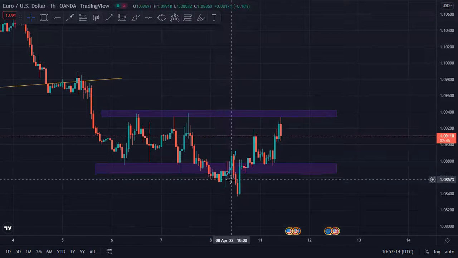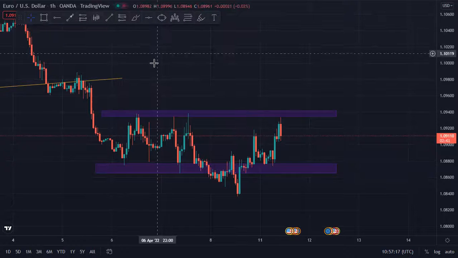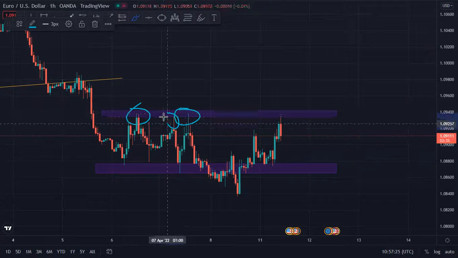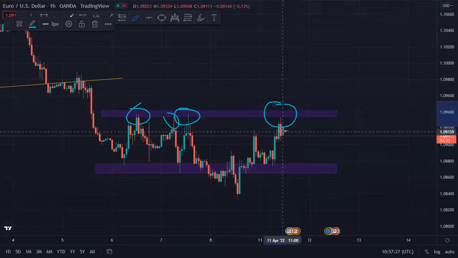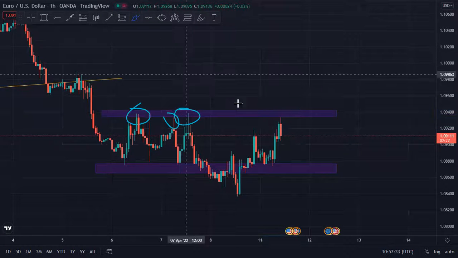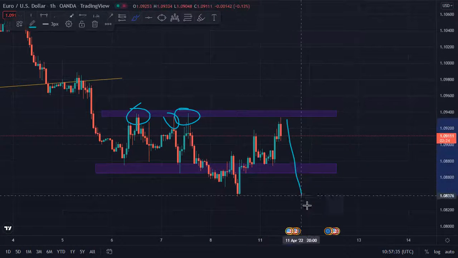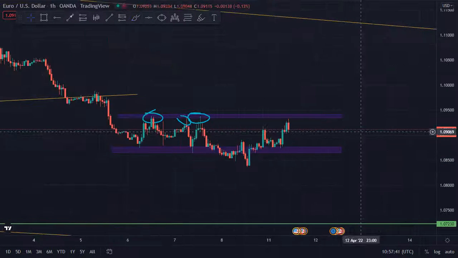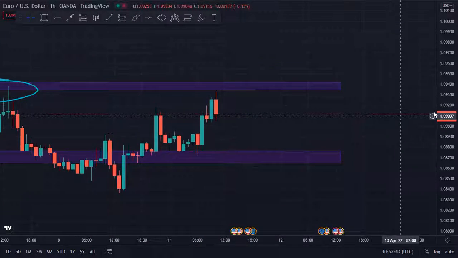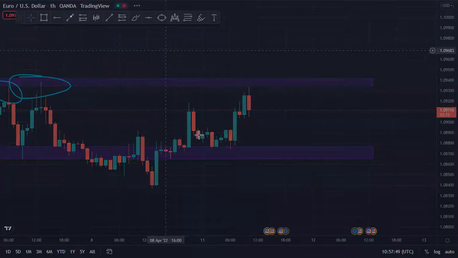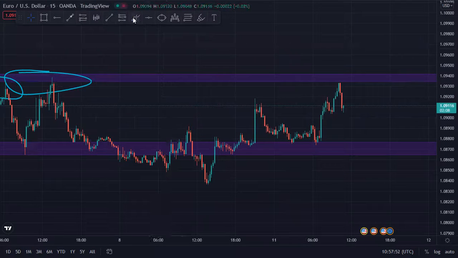So right now, in this market, we have our first touch, our second touch, and a third touch. This might be our fourth touch actually. With this touch, the market might just continue to the downside. So what we need to do right now is scale down to the 15 minutes, because I'm seeing a trend somewhere around here.